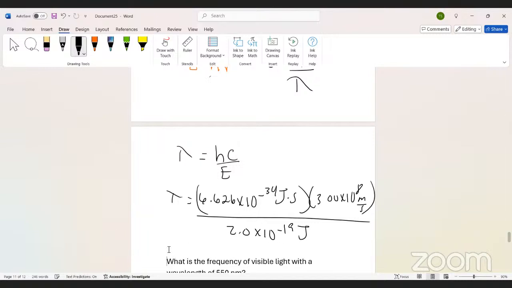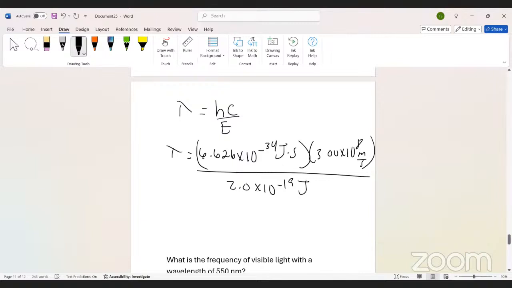So what are you going to do? You're going to plug these numbers in, okay? And when you plug them in, first, let's go ahead and cancel out our units. We don't need the joules here. Those are canceling out. We don't need the seconds either because those cancel out. So you're left with your wavelength in meters. So you multiply these two numbers across, 6.626 times 10 to the negative 34 times 3.00 times 10 to the 8th, then divide that by 2.0 times 10 to the negative 19. And your answer will come out in meters.